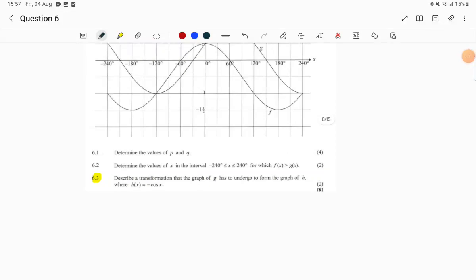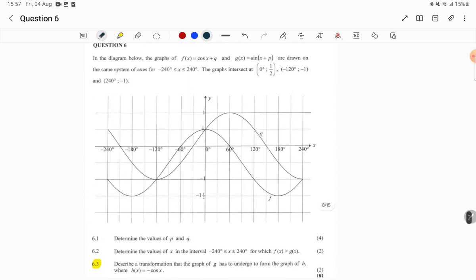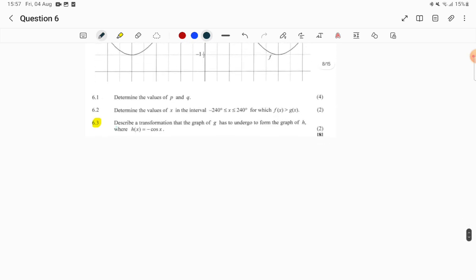Question 6.3. Describe a transformation that the graph G has to undergo to form the graph H, where H equals minus cos x. So firstly, if we look at what the g of x function graph was, g of x was equal to sine x plus 30. And h of x, which is what we want to transform it to, is minus cos x.